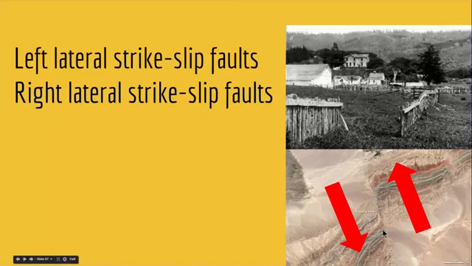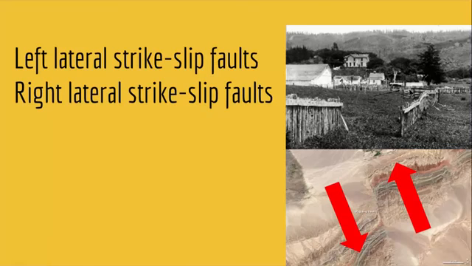In this case, if you stand right here, this will be a left lateral strike slip fault because this side went to the left. It's the same if you stand right here, your left side went to the left. Therefore, this is a left lateral strike slip fault. However, in this case, this is a right lateral strike slip fault, because if you stand right here, this side has moved to the right. And if you stand right here, this side has moved to the right. So this is a right lateral strike slip fault.